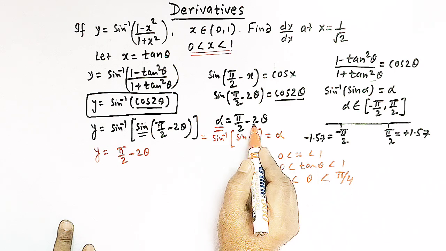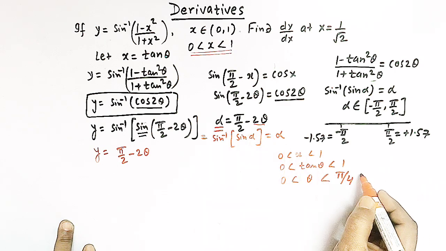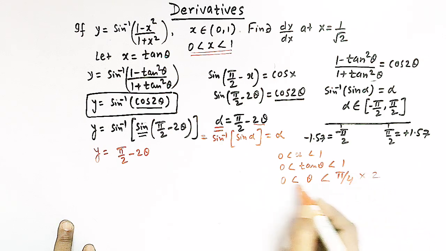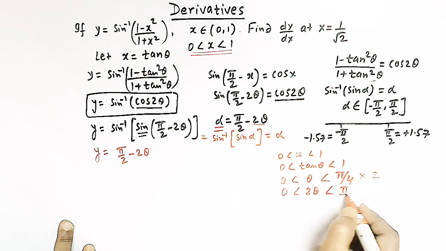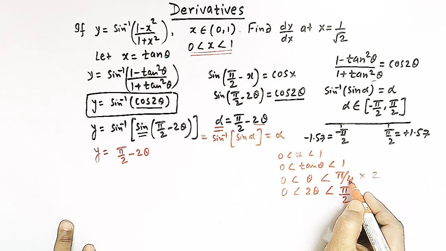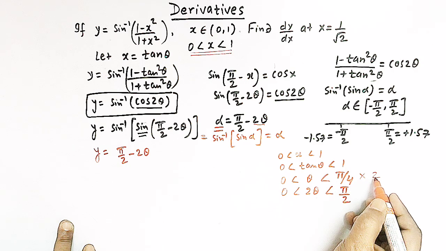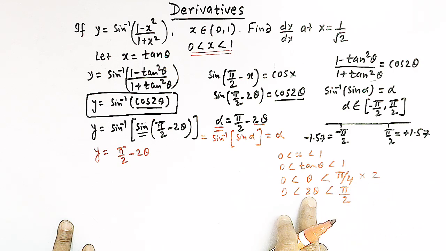So now here we have 2 theta. So let us multiply this inequality throughout by 2. So here we have 0, here we have 2 theta, and here we have pi by 2, cancelling this 4 by 2. So now we have 2 theta, it belongs to this interval 0 to pi by 2.